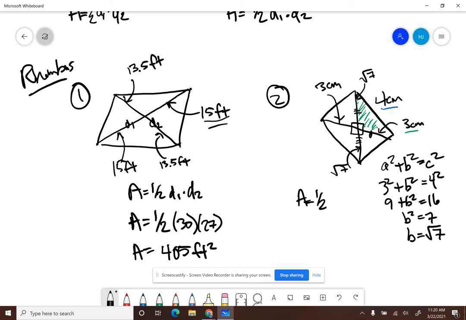D1, let's call this one D1, is 3 plus 3, which is 6. Now, what do I do with the square root of 7 plus the square root of 7? Let's just think about that for just a second. Square root of 7 plus the square root of 7.